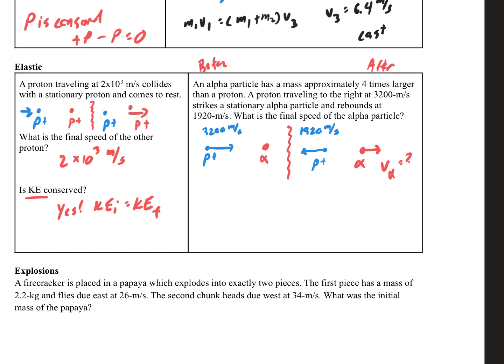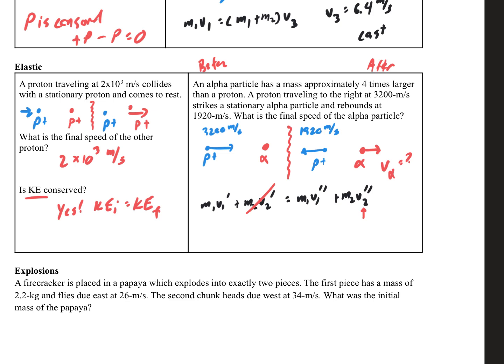So the first thing I want to do is use the conservation of momentum: m1 v1 prime plus m2 v2 prime, right? That's the total momentum before, which equals the total momentum after. So m1 v1 double prime, right? That's just the after, plus m2 v2 double prime. Originally, that alpha particle is not moving. We're looking for this guy right here.